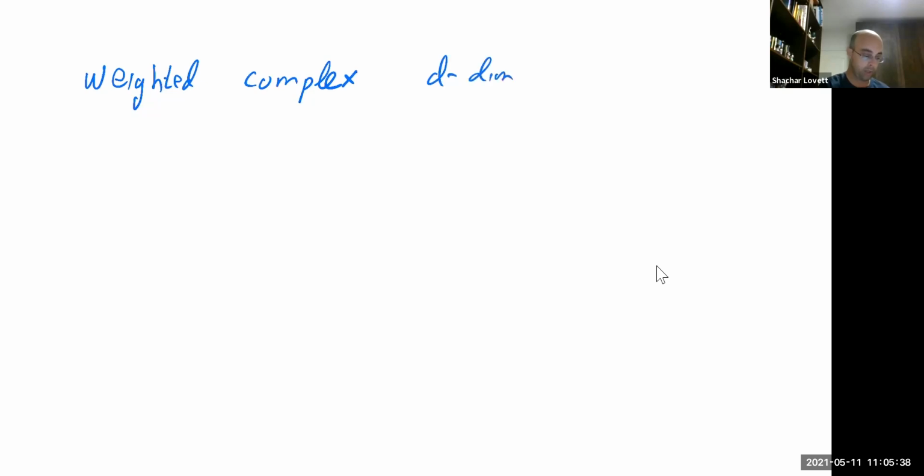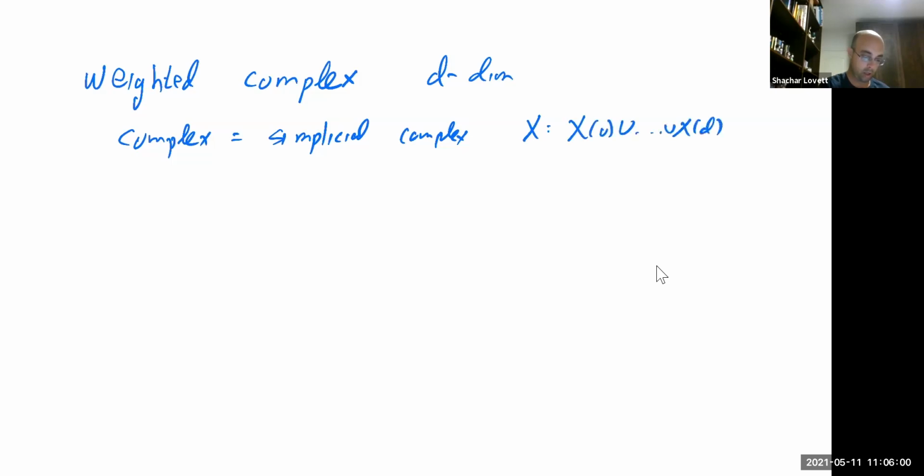So a complex, by complex we will always mean a simplicial complex. I want to keep saying simplicial. A simplicial complex that we write X, which is X0 union ... XD. So XD is some sets of size D. So it's the set of the top level faces.